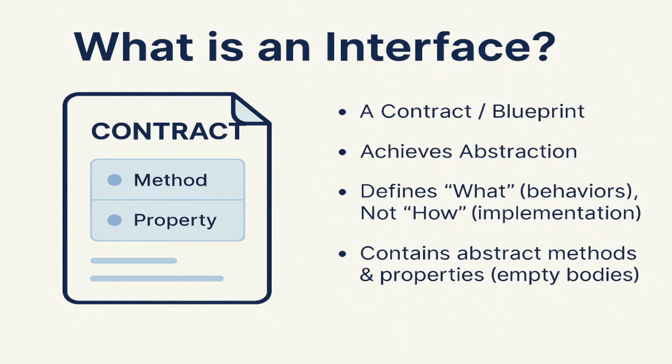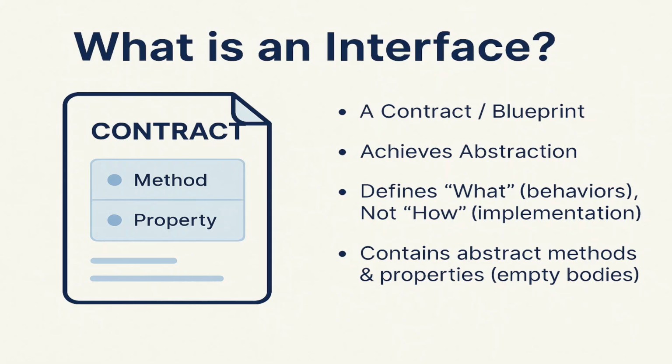And we are going to cover today question number 8 in our top 100 C Sharp interview questions and answers. We are going to cover the topic, what is an interface? So let's jump in right away. What exactly is an interface? So an interface is a contract, a blueprint. It defines what a class must do, but not how it does it.